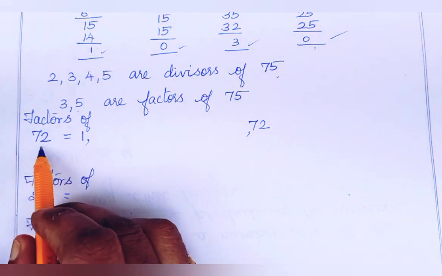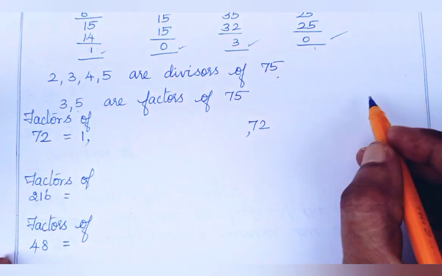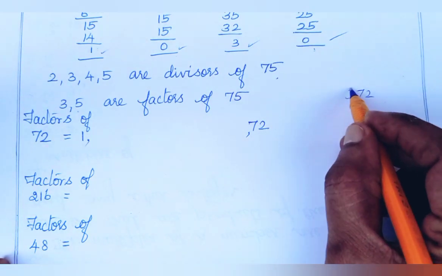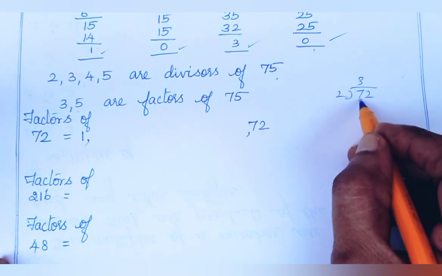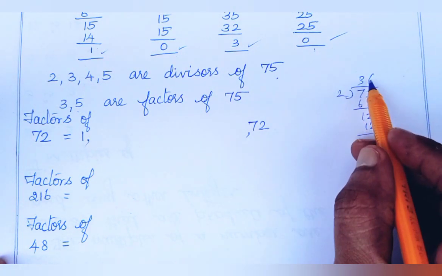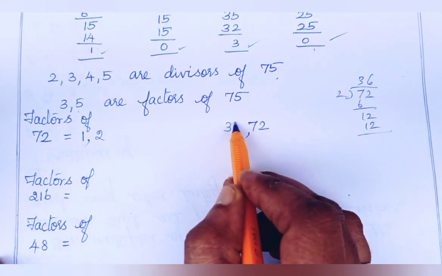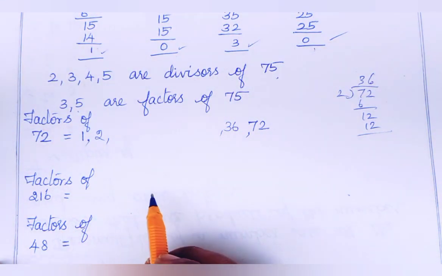So checking this, 72 is an even number. So it is divisible by 2. 72 divided by 2 gives: 2 3s are 6, remainder 1, 2; 2 6s are 12, and we know 2 into 36 gives 72. So 2 and 36 are the factors of 72.